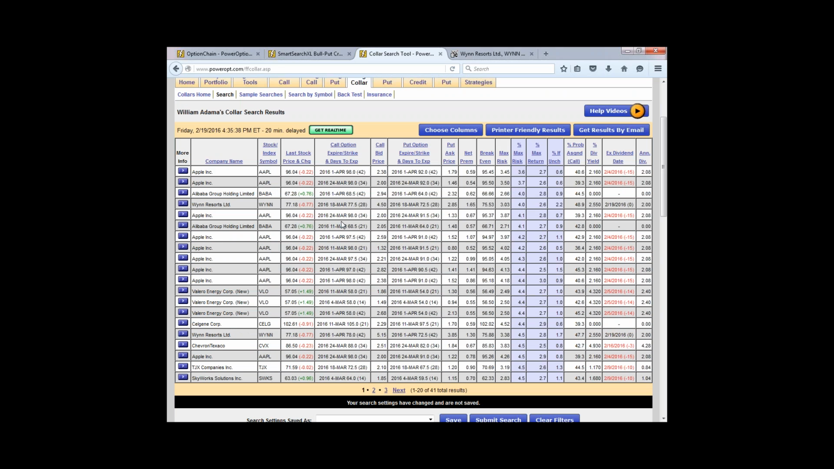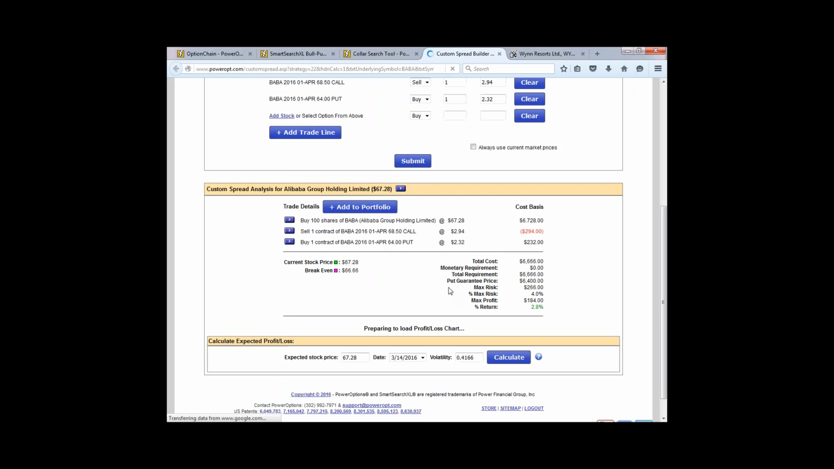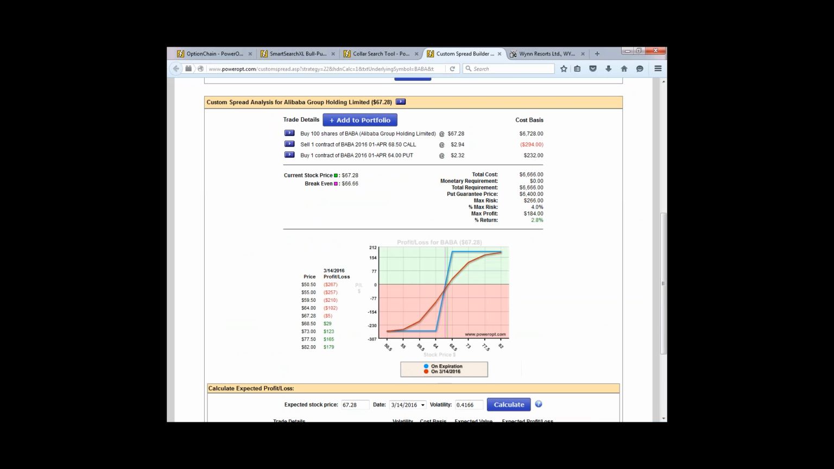I don't know if I like this stock necessarily, but the third one, Alibaba, has the risk-reward ratio I kind of look for. And these two on Apple look good too, but I think maybe I'd go with the 97 that far out. And this one's pretty far out in time too. Yeah, so let's take a look at the Alibaba, how I would set up a standard collar. And I'm not saying I would do this, but the stock's trading at 67.28.